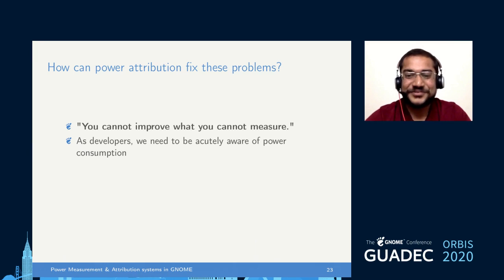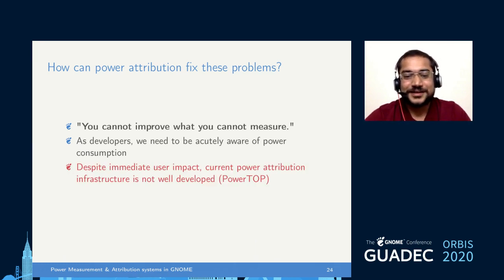As developers, we need to understand where our power budgets are being allocated and where they are going, right? So if we're not aware of something, how can we fix it? How do we even know what to fix? Despite immediate user impact in all industries, be it our end users, our developers, or our enterprise customers, power attribution systems and infrastructure are really, really undeveloped. And it's hard to understand why the system was not developed in the first place.